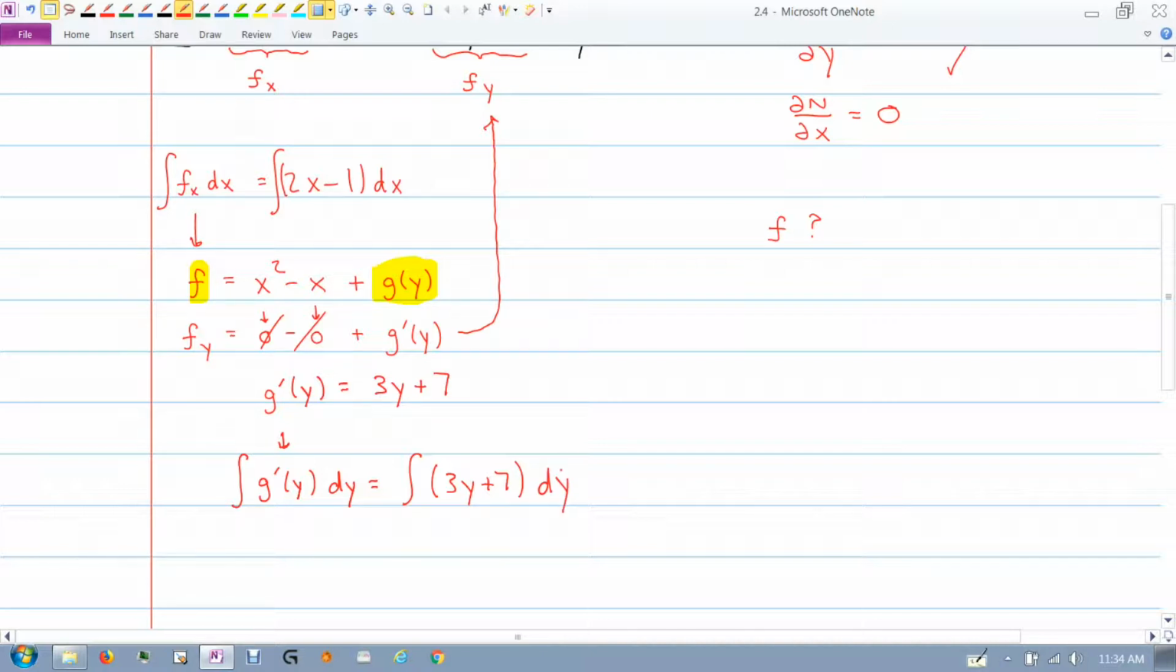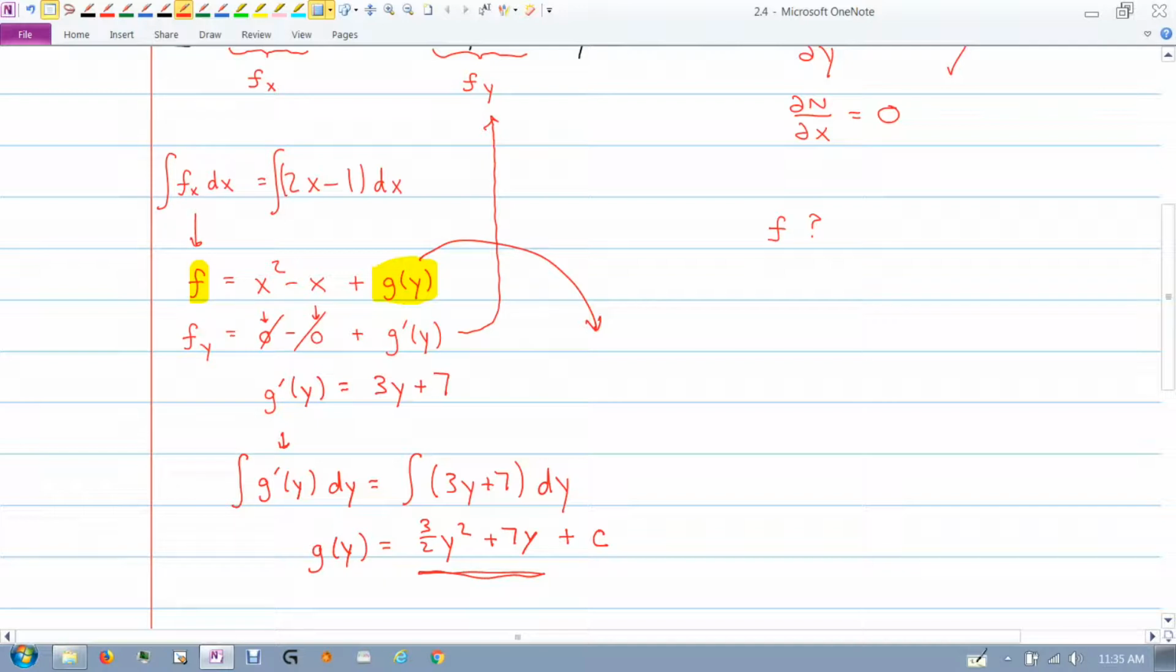So what we get on the left is g of y, and on the right side, we get 3 halves y squared plus 7y plus some constant possibly. And it can only be a constant because remember we set up this g of y right here, it could only have y's in it or possibly constants. So it is possible here that we can get a constant in here. We already have some y's in it, but it's possible to get a constant. So we can put plus c.